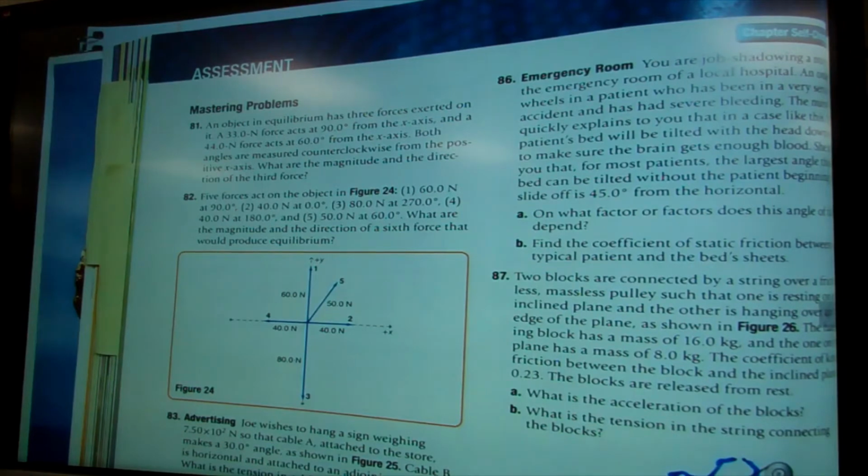Number 82 says 5 forces act on the object in figure 24 below. Force 1, 60 newtons at 90 degrees. Force 2 is 40 newtons at 0 degrees. Force 3 is 80 newtons at 270 degrees. Force 4 is 40 newtons at 180 degrees, and force 5 is 50 newtons at 60 degrees. What are the magnitude and direction of a 6th force that would produce equilibrium?